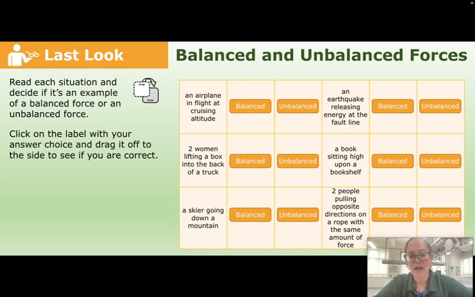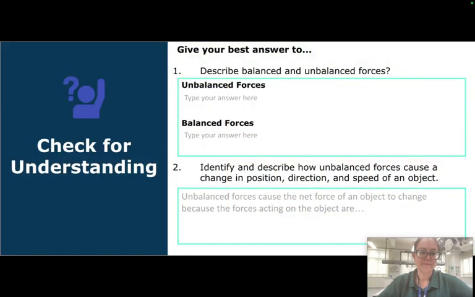And then two people pulling opposite directions on a rope with the same amount of force. Is that balanced or unbalanced? And again, we've talked about this one several times. If it's the same force in opposite directions, nobody wins. Balanced force.